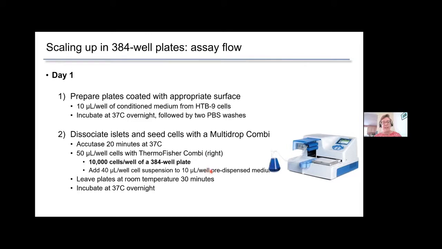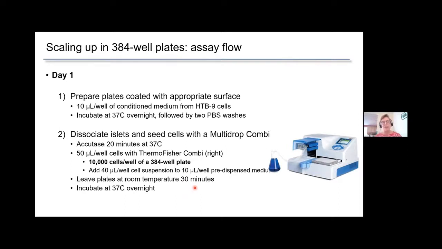And then the next step. What we do here is actually, it's not 50, it's a total of 50 microliters per well of cells. We're always adding 40 microliters per well to 10 microliters that are in the plate. And so when we do aspiration, we always leave 10 microliters in the plate. If you let them dry out, that can be a real pain point as well. We leave the plates at room temperature for 30 minutes to let the cells settle.